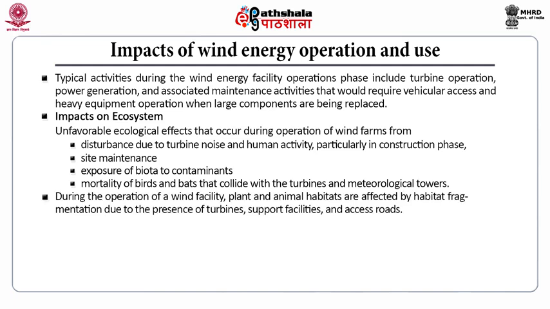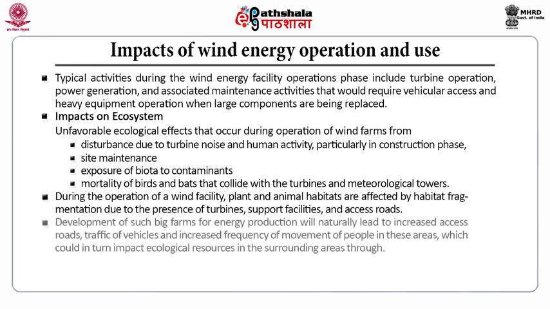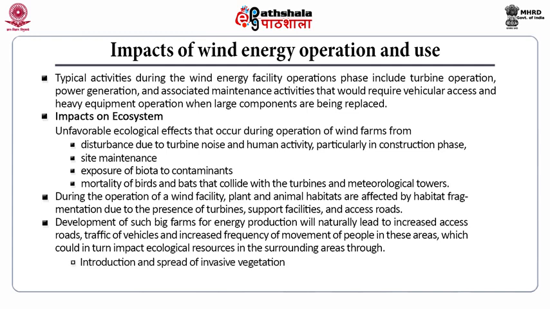During the operation of a wind facility, plant and animal habitat are affected by habitat fragmentation due to the presence of turbines, support facilities and access roads. The development of such big farms for energy production will naturally lead to increased access roads, traffic of vehicles and increased frequency of movement of people in those areas. And in turn, it impacts ecological resources in the surrounding areas through introduction and spread of invasive vegetation, habitat fragmentation, biota disturbances and increased potential for fires.